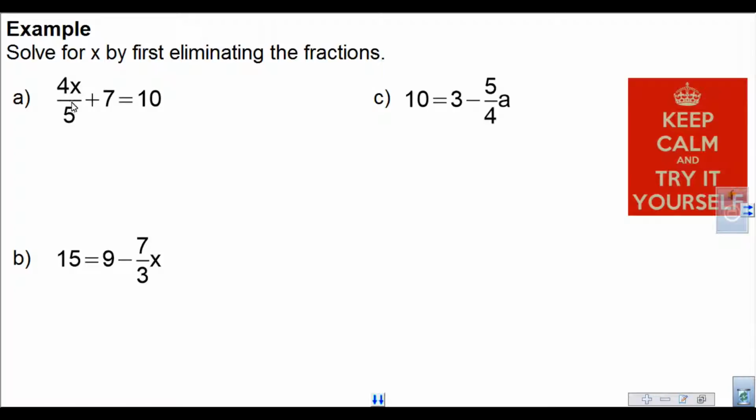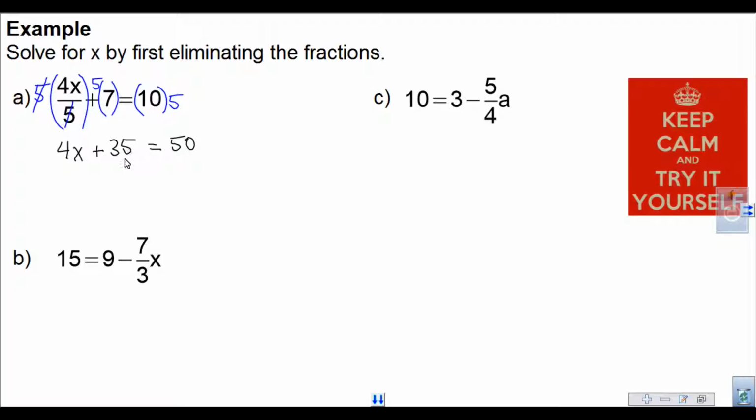So here I see a fraction where the denominator is again 5. So I'm going to try to get rid of that first. So I'm going to multiply by 5, and I have to multiply each term by 5. Okay. Now the whole point of that is so that this 5 and that 5 in the denominator will divide out. So let's write what's left. This is just 4x now, plus, now 5 times 7 is 35. And that's equal to 10 times 5 is 50.